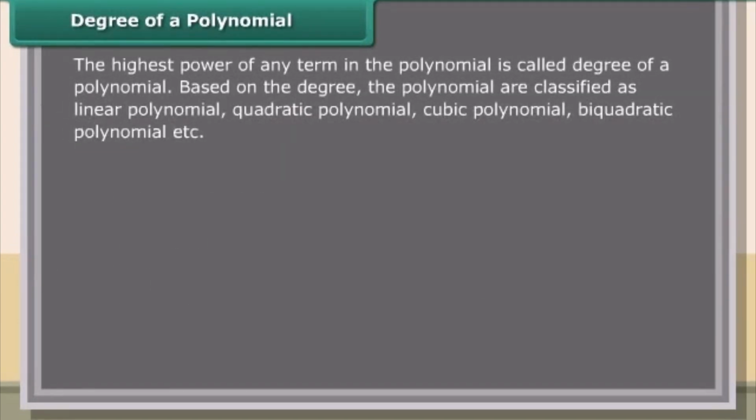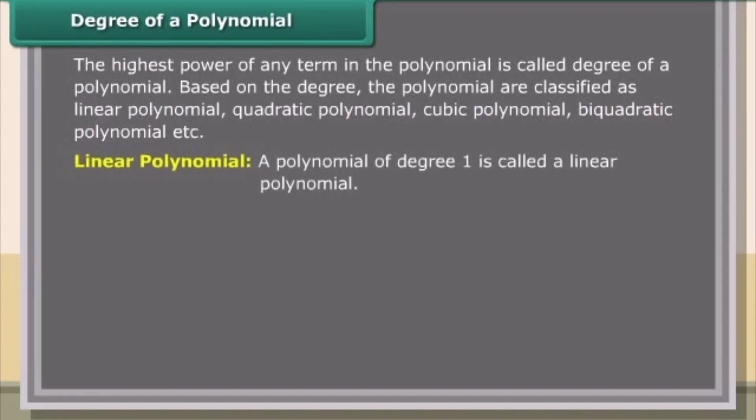Degree of a polynomial. The highest power of any term in the polynomial is called the degree of a polynomial. Based on the degree, the polynomials are classified as linear polynomial, quadratic polynomial, cubic polynomial, biquadratic polynomial, etc.